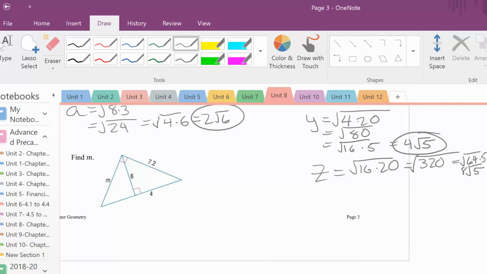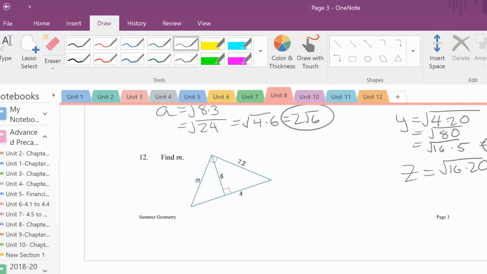All right, so then for the last one, finding m is a leg. Well, in order to find m, we need to find this part of the altitude. So we know 6 is the geometric mean between 4 and x. So to find x, we square 6, square the square root here, so 36 equals 4x, so 9 equals x.